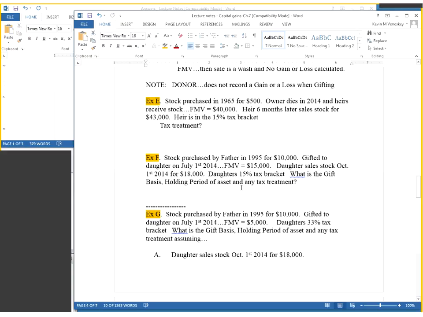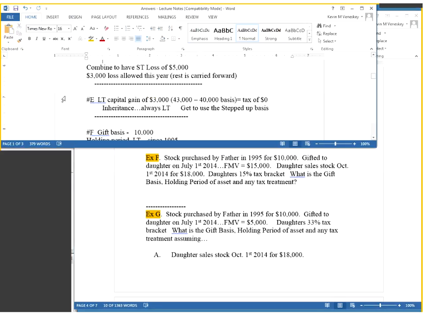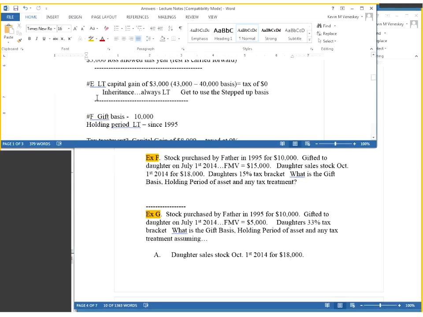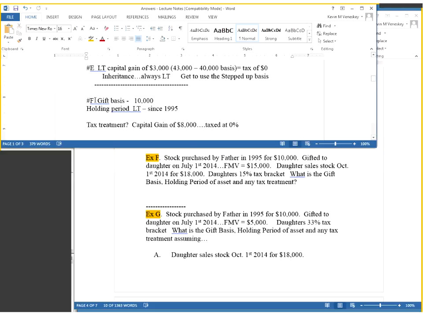Gift basis is $10,000. We sold it for 18, so therefore we have a realized gain of 8,000, and it's also recognized, all of it. No special tax treatment, except, even though it's all recognized, we're not going to pay any tax on it because the daughter is in the 15% bracket. So we do have to record the 8,000 as capital gain income. So it's realized and recognized. However, taxed at 0 when you actually start filling out the tax return.